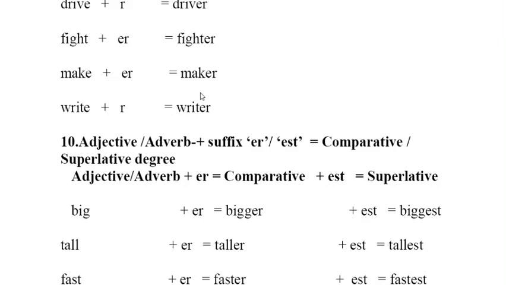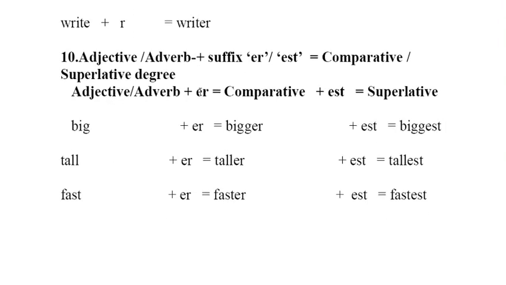Well, now let's start rule 10. It says with an adjective or adverb, suffix er and est is added and the words become comparative or superlative degree. For er comparative, for est superlative. Like big plus er, bigger. But if it is est, then biggest. Tall, taller, tallest. Fast, faster, fastest.